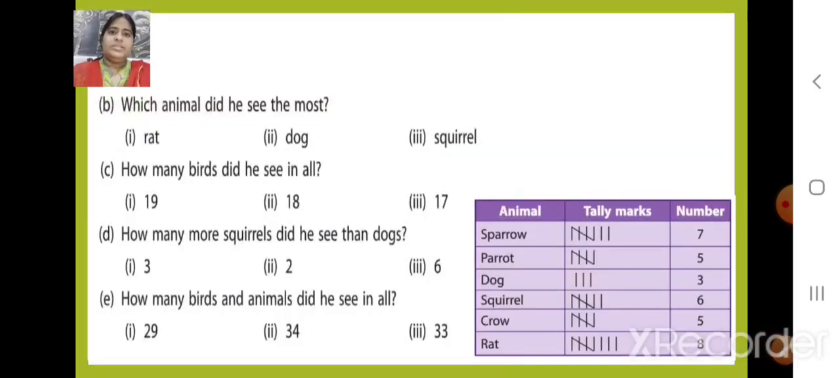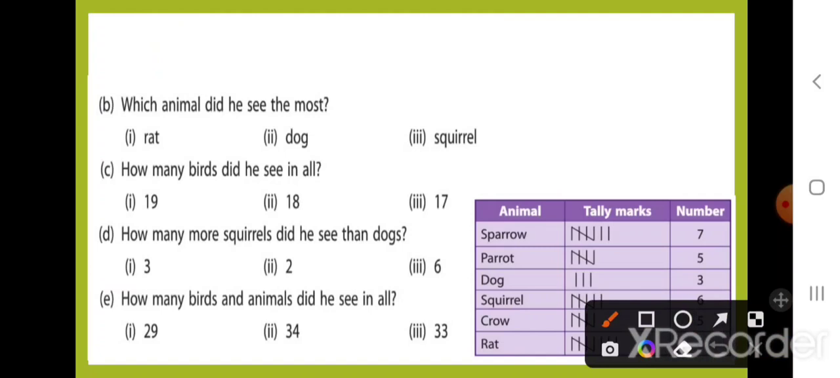Next question is the B question. Which animal did he see the most? Okay, how will you understand? By looking at the numbers. Now here, which has the highest number? Rat. Correct? Rat, 8 numbers are there. So 8 rats were there. So we are going to tick mark the first option, which is rat. Okay.